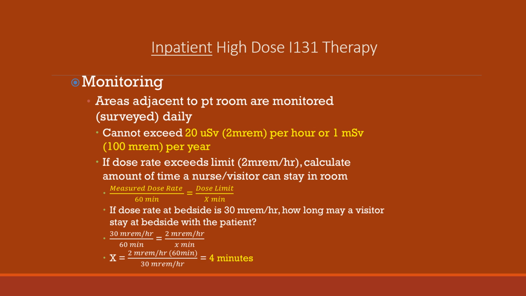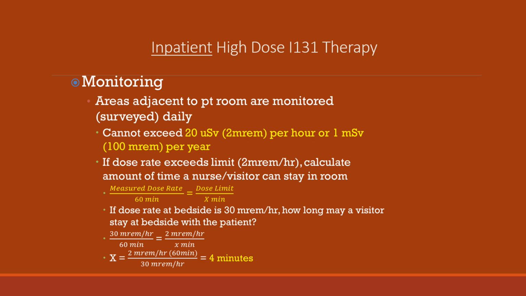Those are the public exposure doses, and those apply to anybody that's coming into the room with a high dose patient. If the dose exceeds the limit, then you calculate the amount of time that a nurse or visitor can stay in the room. So by doing that, you do the measured dose rate at 1 meter, and you divide that by 60 minutes, and then that equals the dose limit divided by X amount of minutes. So you plug the numbers in there, and that determines how long they're able to stay in there.